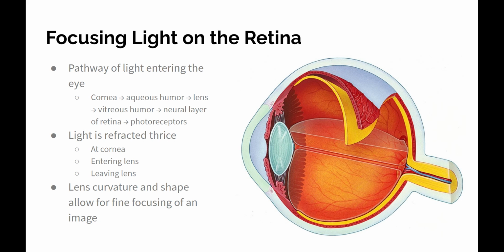That is 3 times that light is refracted. You have once at the cornea, once as it enters the lens, and once as it leaves the lens into the vitreous humor. The way that this is curved, and the shape being able to be changed, is how our eyes are able to focus on really fine details of an image.